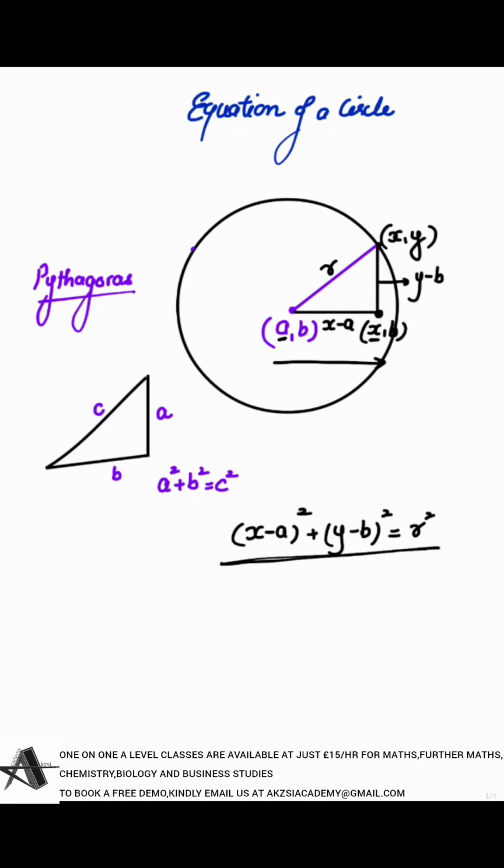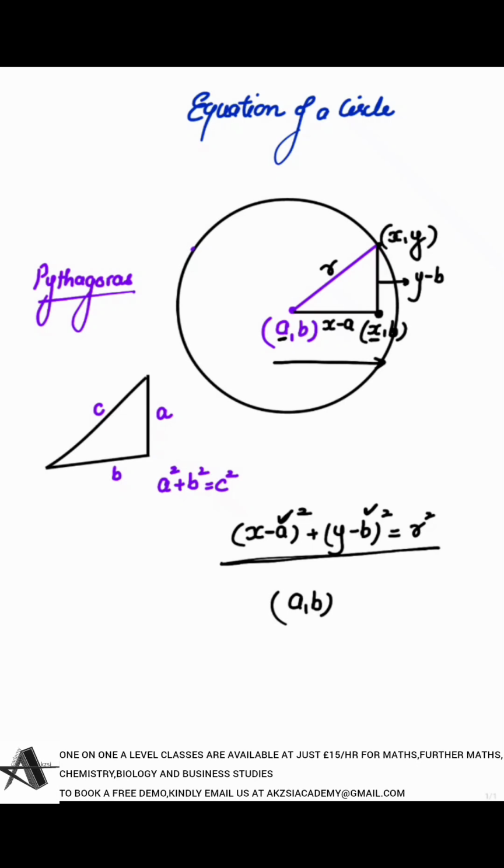An important thing is, don't get confused that your center is minus a comma minus b. No, though it has a negative sign in between, your center is a comma b. And your radius, as you have seen, is r, not r squared. So if you have the equation of a circle, how can you know the center? The numbers written after the negative sign are your center, and the root of the number written at the very end will give you the radius.